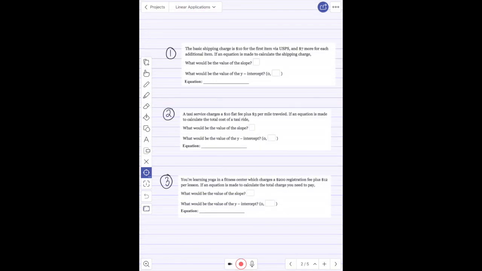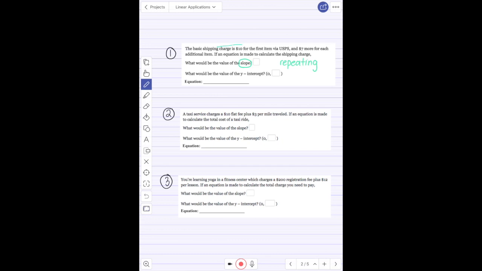All right, so let's look at some examples, and we're going to identify the slope, the y-intercept, and we're going to write the equation. So the basic shipping charge is $10 for the first item via USPS and $7 more for each additional item. If an equation is made to calculate the shipping charge, what is the value of the slope? So remember, slope is your repeating value. So this is the repeating value. So if I'm looking for the repeating value, I'm looking for the value that's going to keep happening.